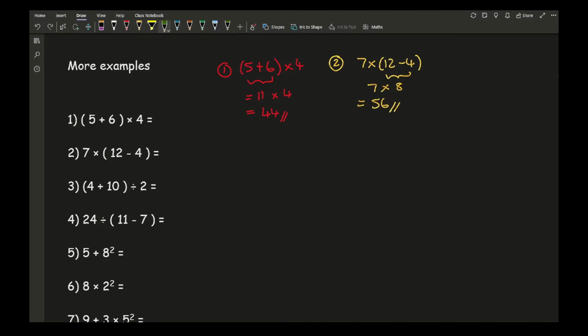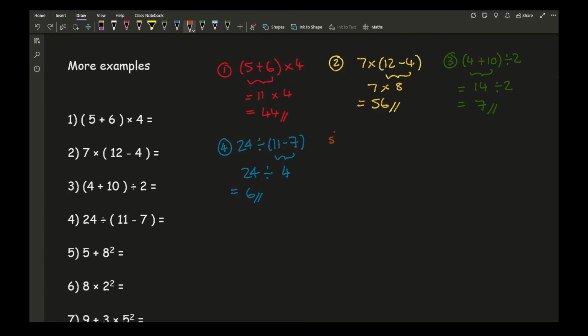Move to the next question, question 3. So here I've got bracket 4 plus 10 divided by 2. So I'm going to do the brackets first. So here I've got 14 divided by 2, which then gives me an answer of 7. And you'll find that the more heavily marked questions are the ones that involve more things to do. So with question 4, we've got 24 divided by 11 minus 7. So again, I'm going to do the bracket first. So here I've got 11 take away 7, which is 4, and then 24 divided by 4, which gives me a final answer of 6.